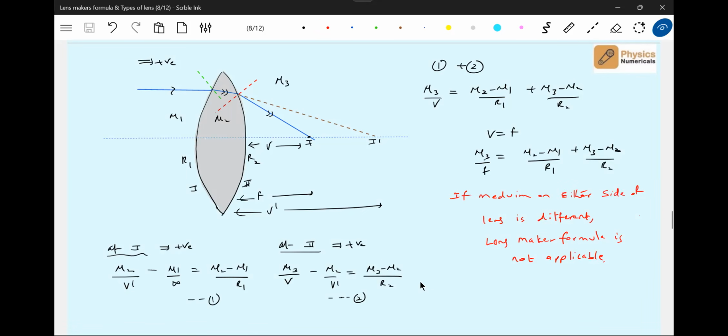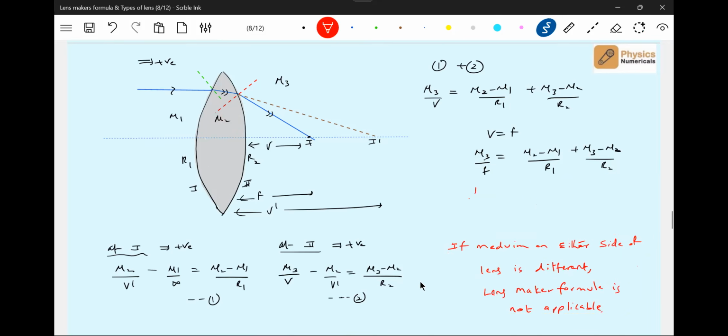It all depends. Final image can be different. It all depends upon mu2, mu3 values. Further, let me simplify this because focal length is needed, no? So 1 by f is equal to... substitute r1, r2 with sign, you'll get the focal length.